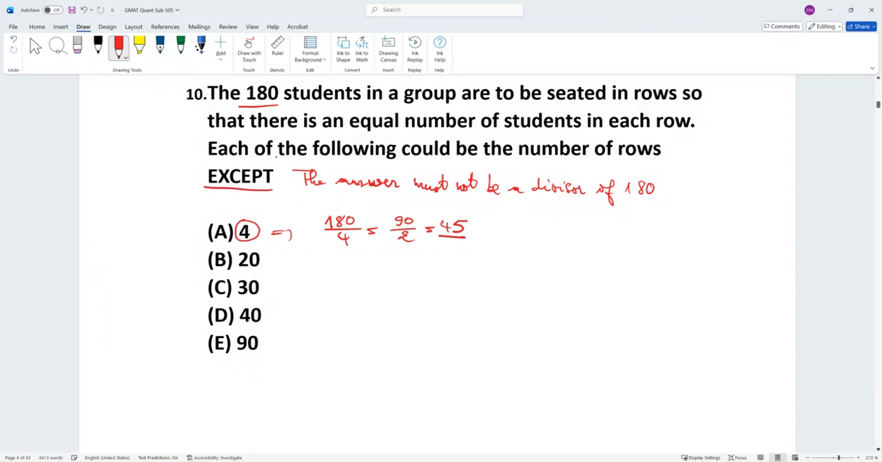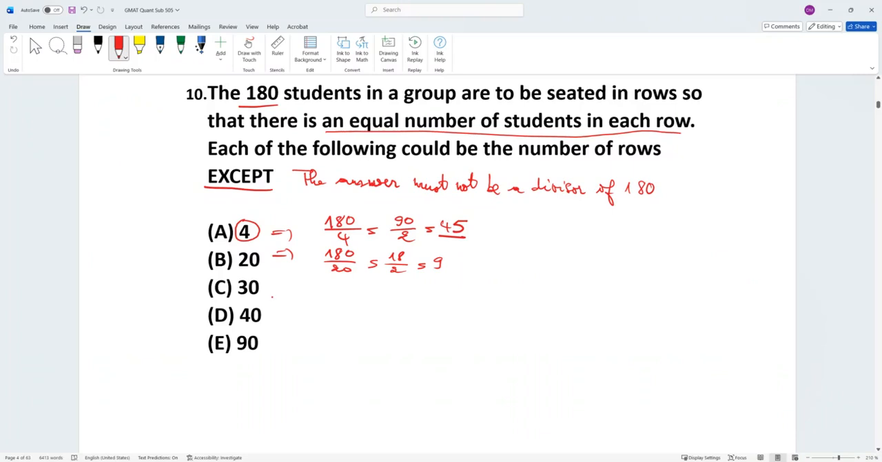Just directly put, this is not the answer. Remember here it's saying which of the following could be the number of rows except, so we are looking for the exception. So 4 can be the number of rows, but that means it's not our answer. If we try with 20, then this gives us 18 over 2, which is equal to 9. 20 is also not going to be our answer, because if we have 20 rows, then we can have 9 students per row, an equal number of students in each row.